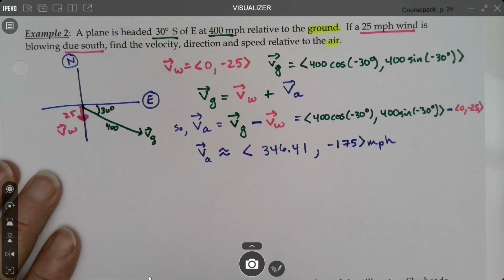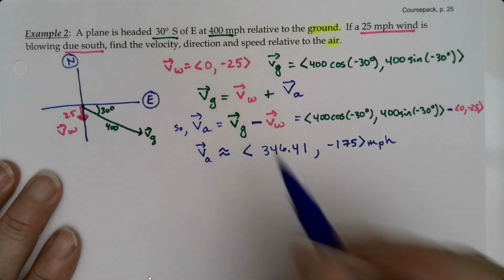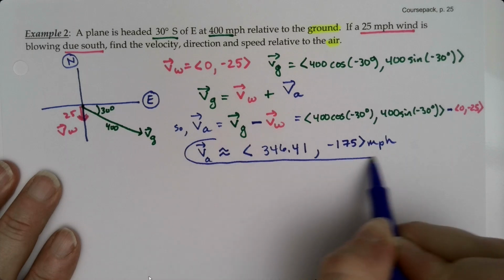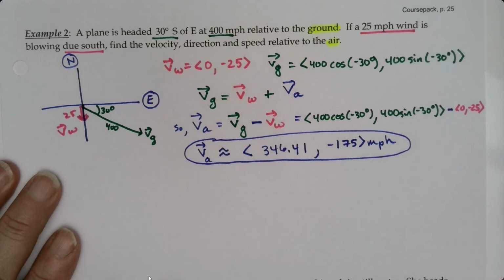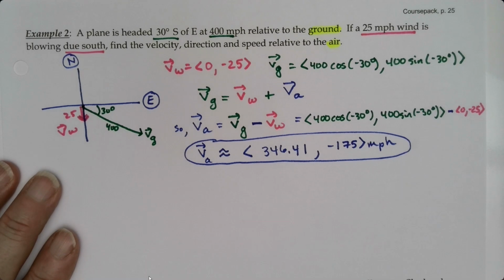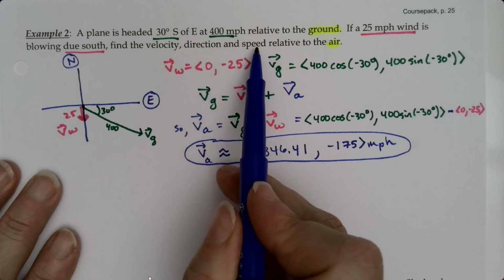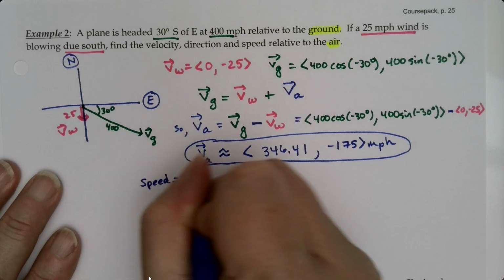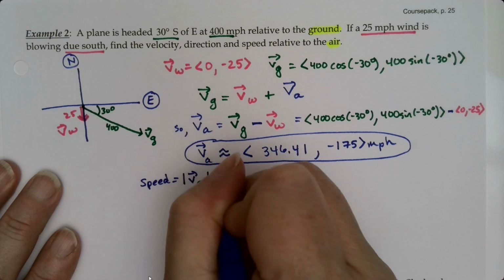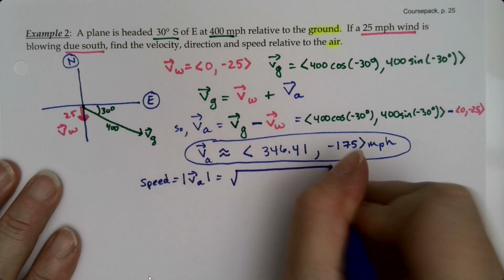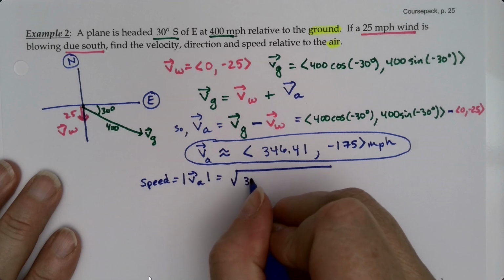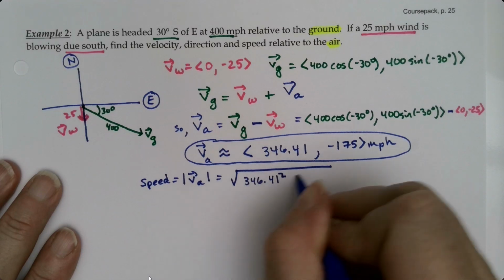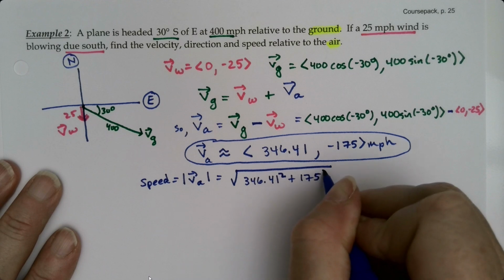I just wrote them back behind here. All right, one part is done. We found the velocity with respect to the air. Now we want to find direction and speed. Well, speed is easier, so we're going to do speed first. Speed is just the magnitude of the velocity with respect to the air. So that would be the square root of 346.41 squared plus 175 squared.